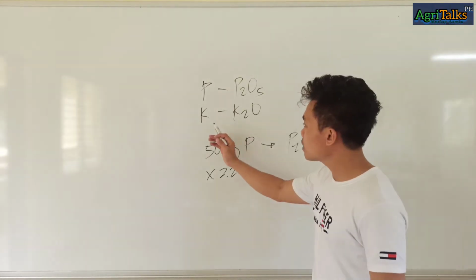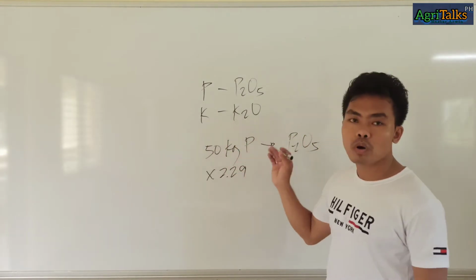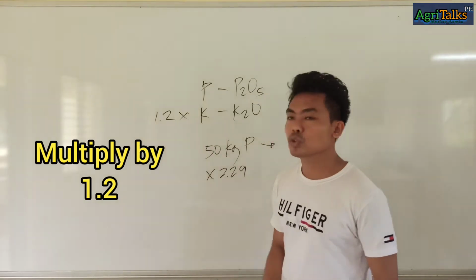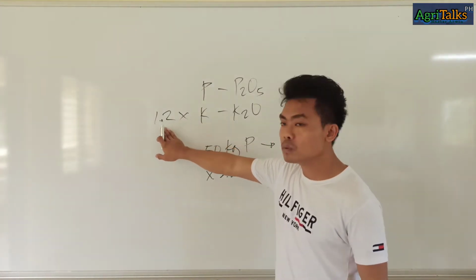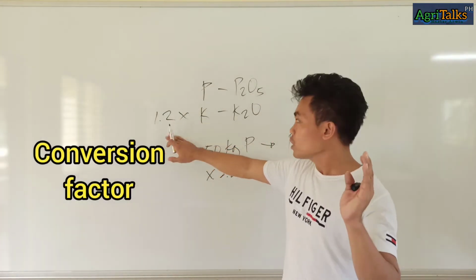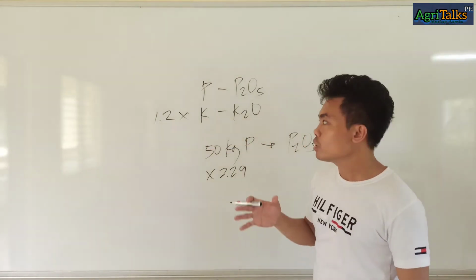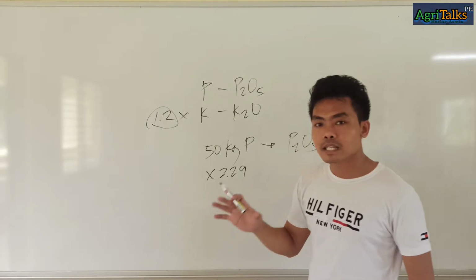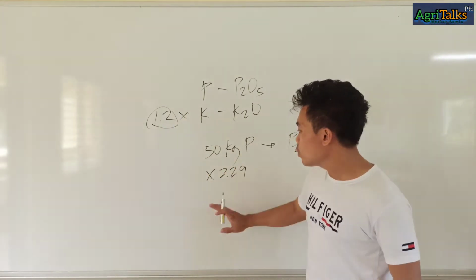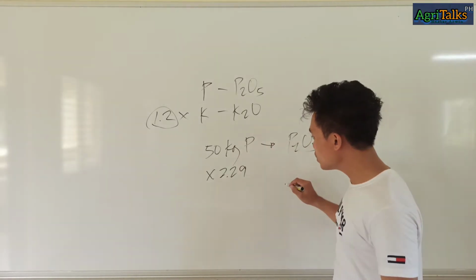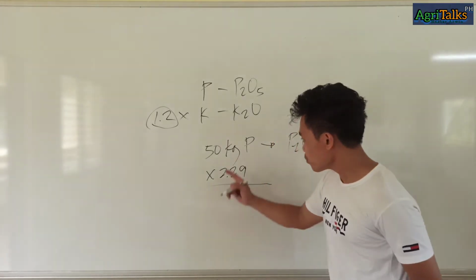However, when we are converting K to K2O, we will just multiply this by 1.2. So this is also the conversion factor when we are converting K to K2O. So later, we will discuss why 1.2 and why 2.29 for phosphorus. But for now, we will just compute this.